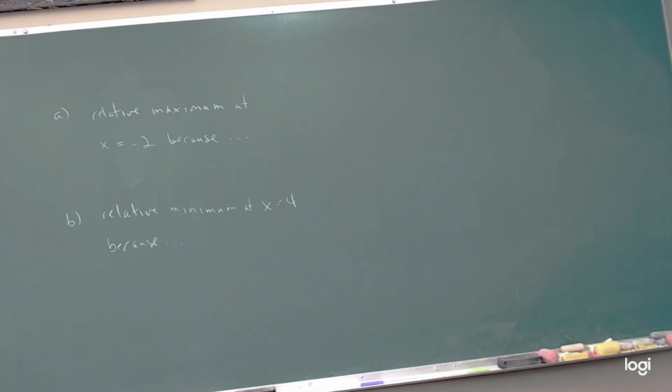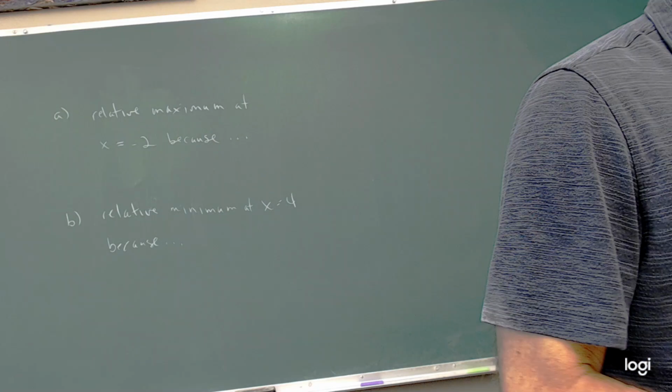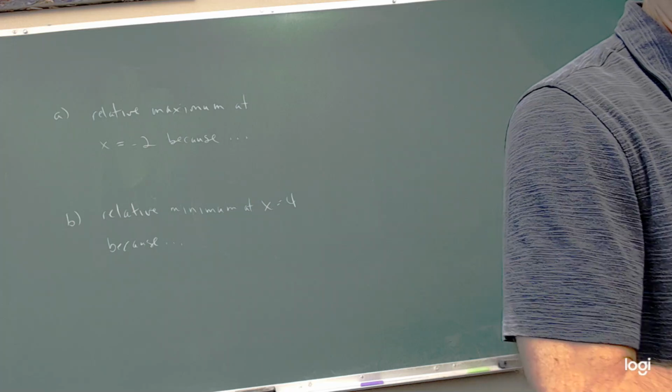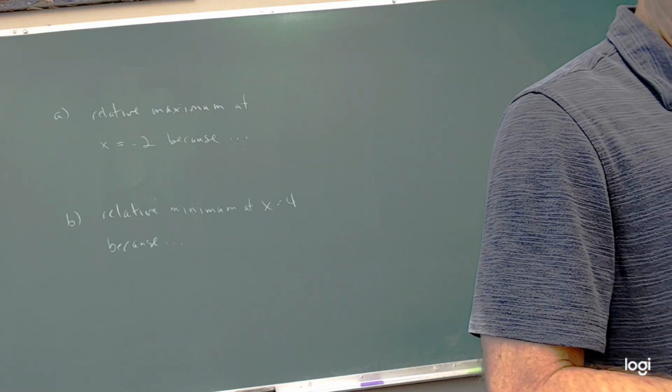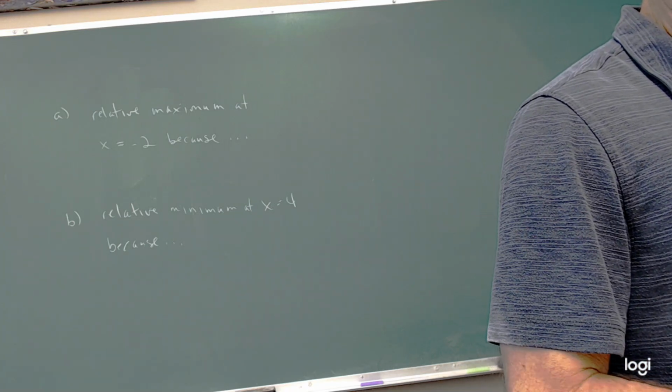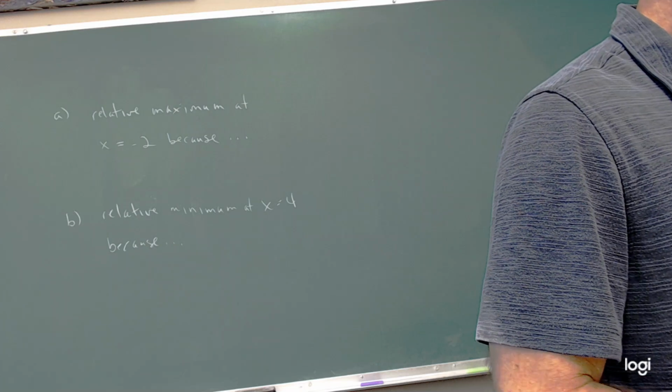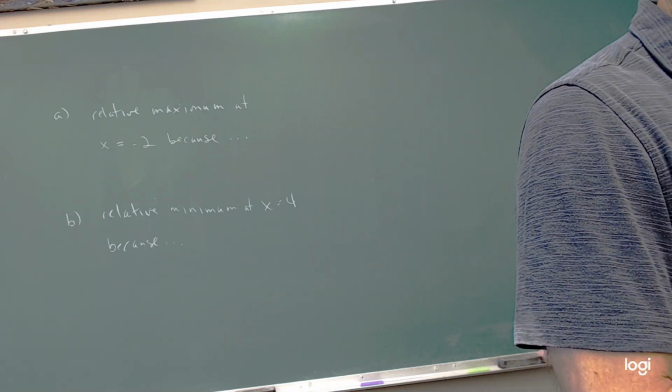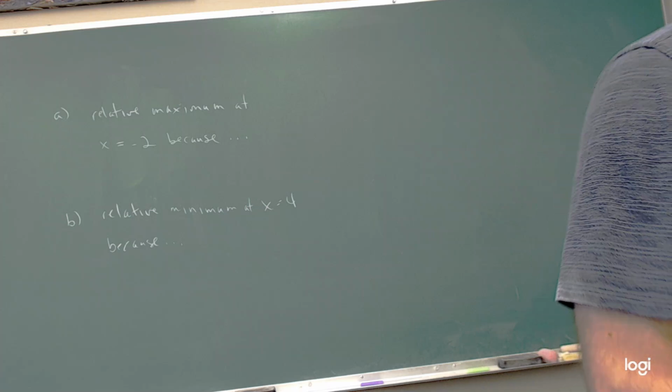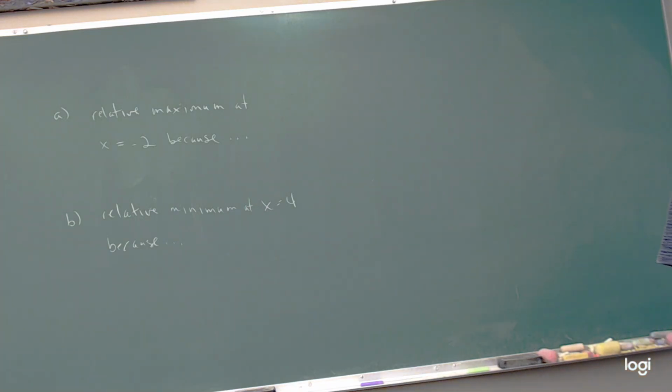So we decided that number 13E was where f prime is positive, because the function is increasing, and f prime is increasing because it's concave up. So the second derivative would be positive.